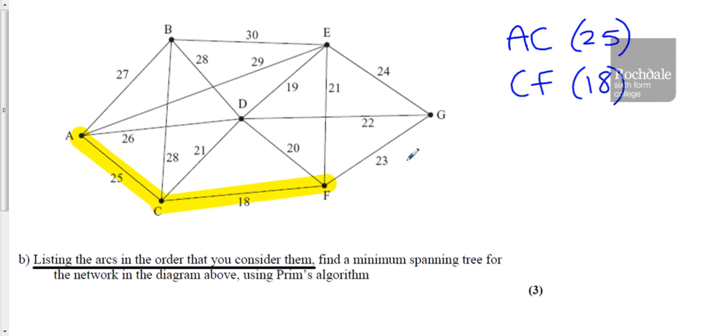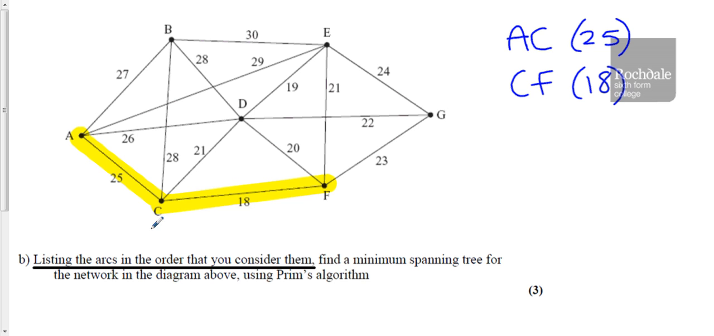Remember, with Prim's algorithm, there is no danger of having a circuit or cycle, because every time we choose an edge, it connects a new vertex to the current tree. And the only time we could possibly get a circuit or cycle is when we try and connect 2 vertices that are already part of the tree.